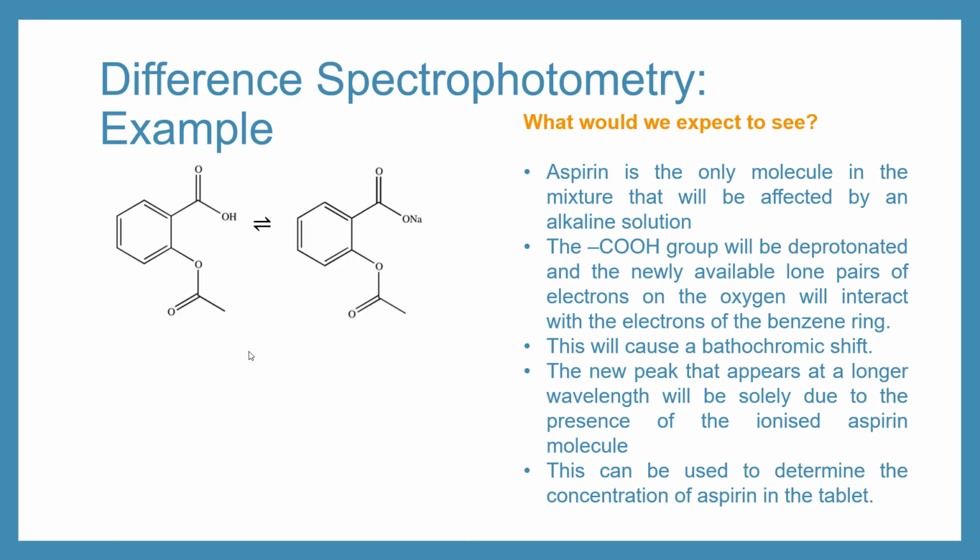So if we deprotonate it, if we remove the hydrogen or proton from the carboxylic acid group, that will change its structure by making lone pairs of electrons available, and that will allow those lone pairs of electrons to interact with the benzene ring, or original chromophore. That will also change the UV spectrum. So we'll have a new peak that appears at a longer wavelength, and that will be solely due to the presence of those lone pairs of electrons. And that value can be used to determine the concentration of aspirin in that tablet. So that's really, really important to us.